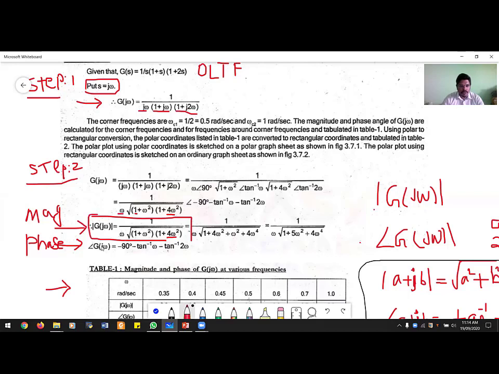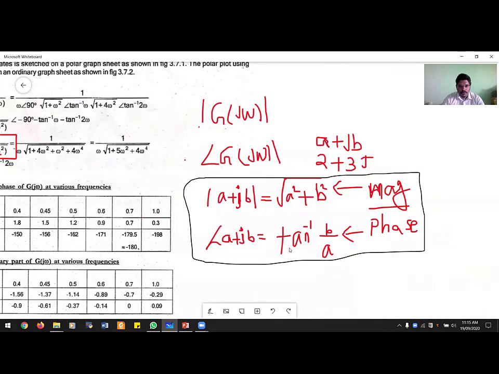Next we have to calculate the phase term. While calculating the phase term, you have to see where the jω term is available, whether it is in the numerator or in the denominator. Whenever the term is available in the numerator, you have to use a plus sign. Whenever the term is available in the denominator, you have to use a minus sign before the term. Now you already know the phase formula. What is the phase formula? I told you in this: the phase is equal to tan inverse of b by a.